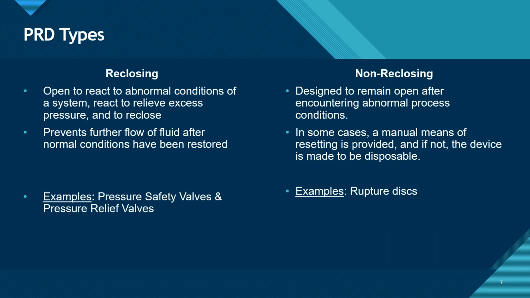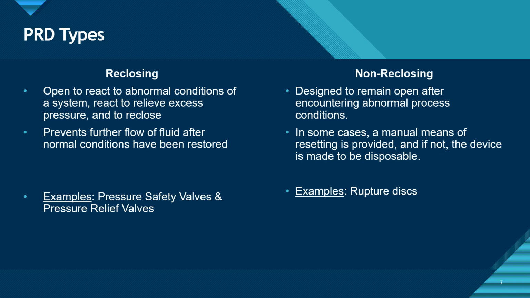Now moving into the PRD types. There are two main types of PRDs, reclosing and non-reclosing. With reclosing PRDs, they open to react to abnormal conditions of a system, react to relieve excess pressure, and reclose. This prevents further flow of fluid after normal conditions have been restored. Some examples of these PRD types include pressure safety valves and pressure relief valves.